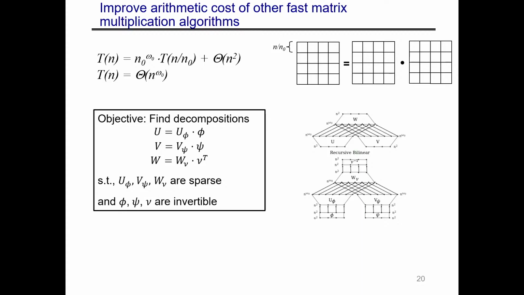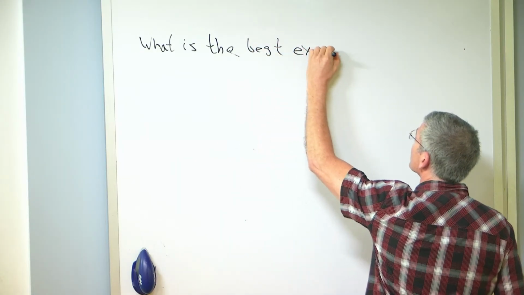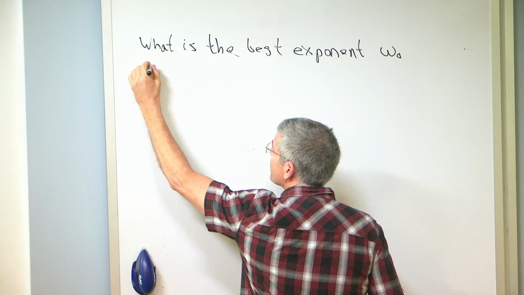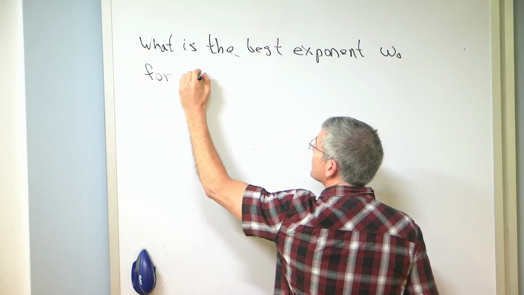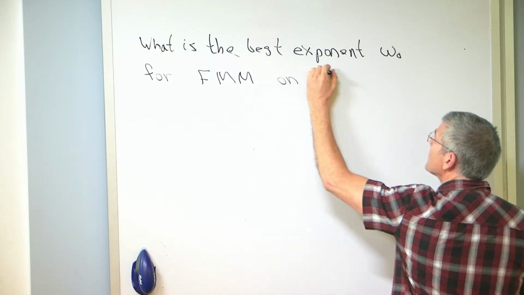So let me write down a couple of open questions. The first one was, what is the best exponent for fast matrix multiplication on feasible size?